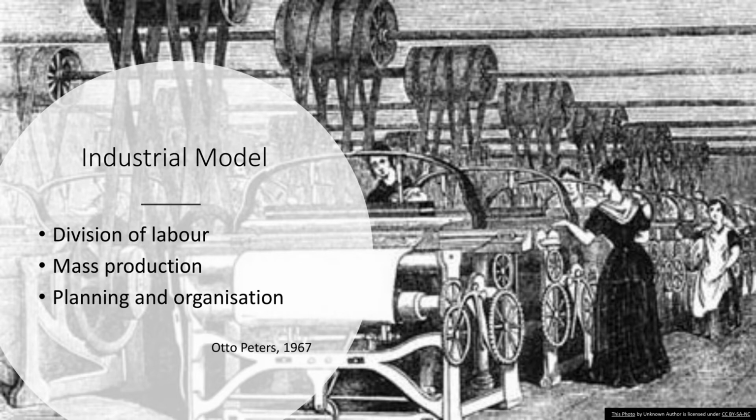Most of these open universities were established in the 20th century, but even those being established in the 21st century are following the earlier industrial model. So what's this industrial model? As Otto Peters explained, the industrial model works through a division of labor, mass production and distribution, and efficient planning and organization. The world is changing rapidly, but are we changing and keeping pace?